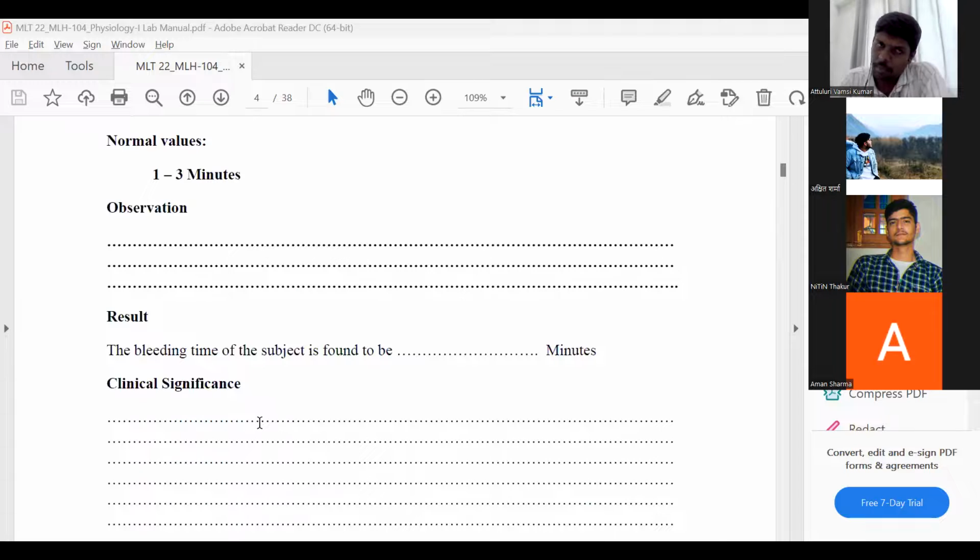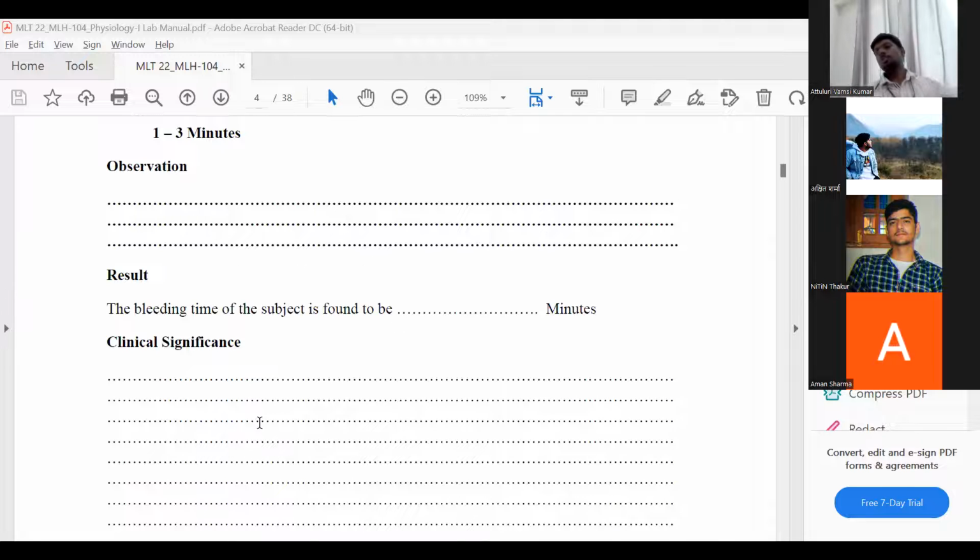For the observation, you need to write the result. Clinical significance you should write by yourself, students. Just Google it or refer to textbooks on the clinical significance of increased and decreased bleeding time. Decreased bleeding time is not an issue, but increased bleeding time has tremendous clinical significance.